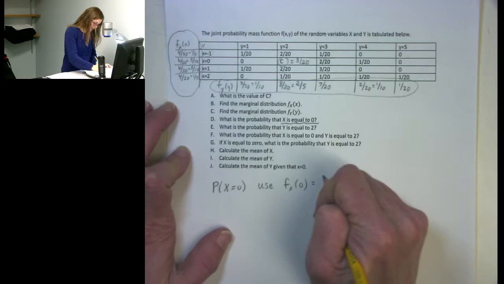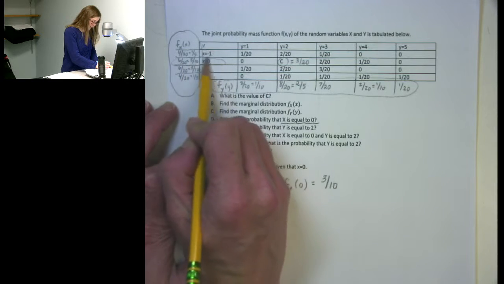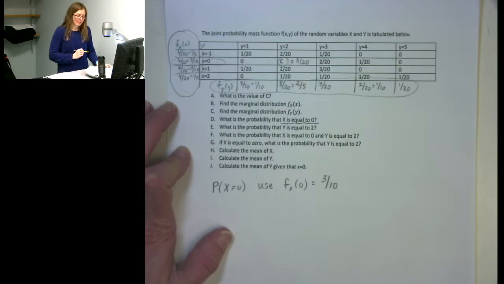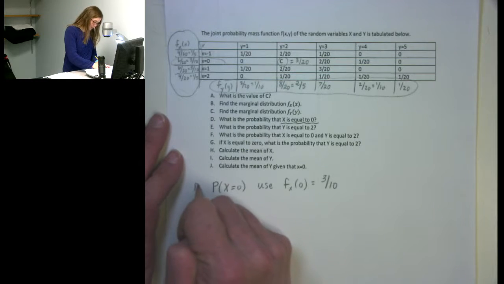And I can see that this is 3/10 by referring over here to my marginal distribution of x. There's part D.